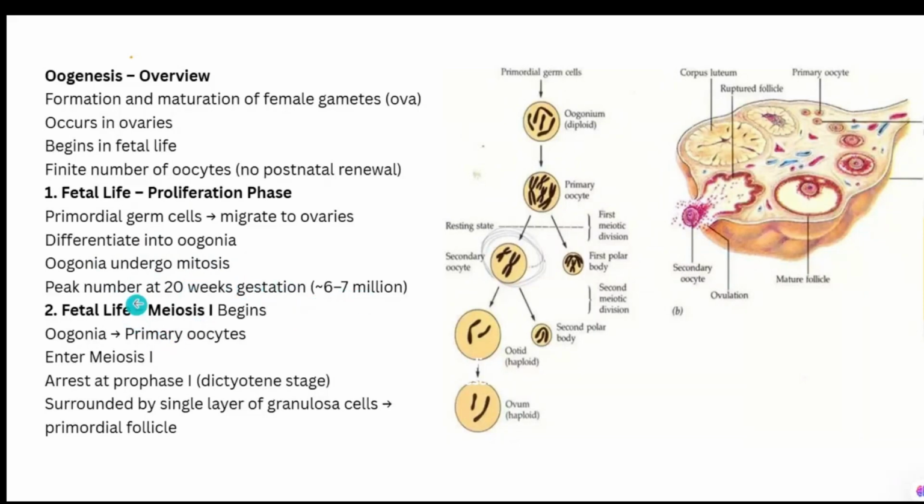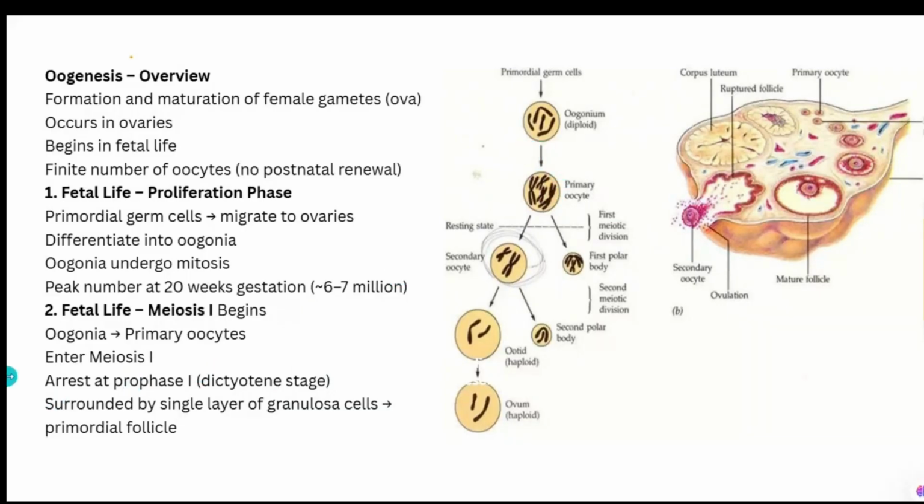Okay, so the meiosis begins in the fetal life itself. The oogonia will form the primary oocytes. Okay, so there is entry into meiosis 1. But what happens? There is an arrest at prophase 1 in the dictyotene stage. Okay, so this you should remember.